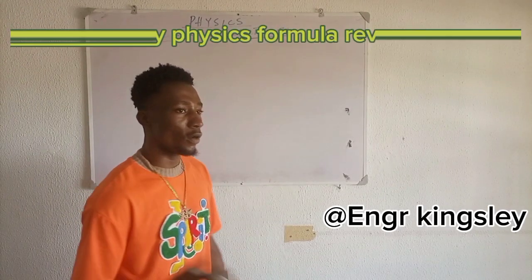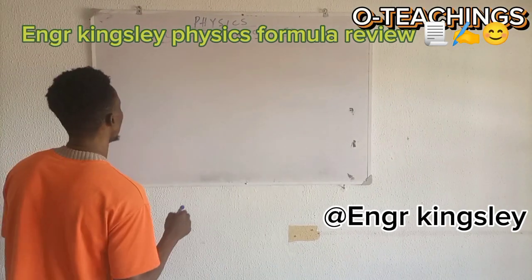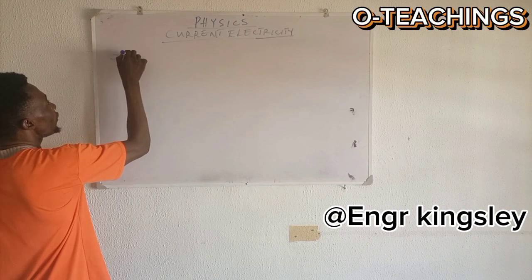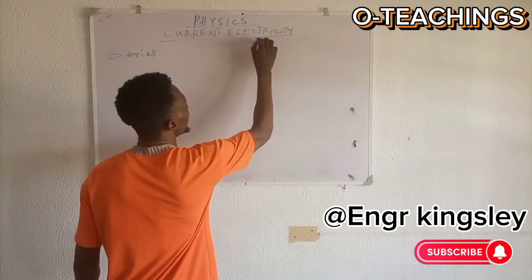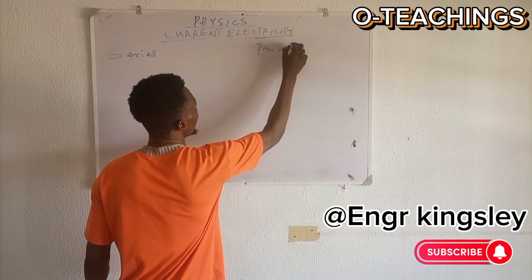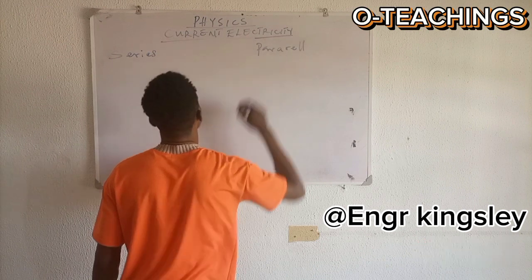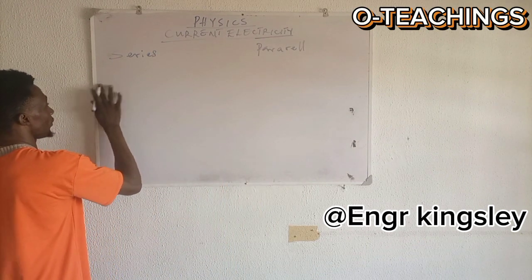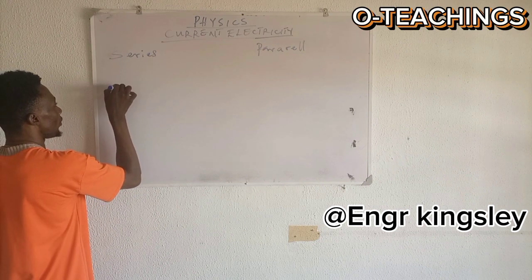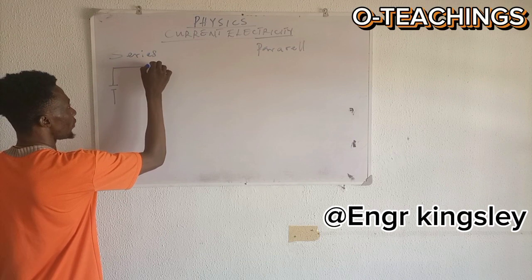Okay, there is what we call combination of resistors. Combination of resistors deals with if the resistors are arranged in series and when they are arranged in parallel. This is how a conductor looks if it is arranged in series, when you have something like this.